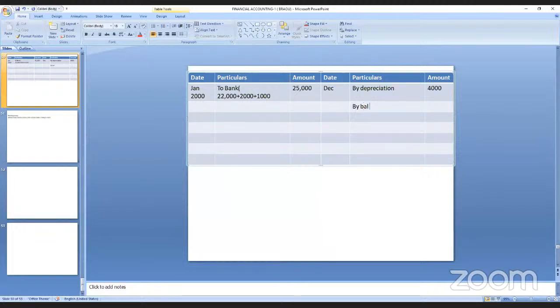Now, by balance carried down. Because of that I also got confused. It is not 29,000, it is 22,000. 22,000 plus 2,000 plus 1,000. But you can ask me, madam, whatever the total amount is, 25,000. From the 25,000, you have to minus the scrap value, so it will come to 20,000. 20,000 divided by 5 is 4,000. Then what total value will you get now? By balance carried down, it is 21,000. Got my point?